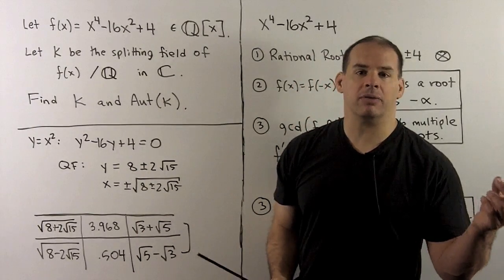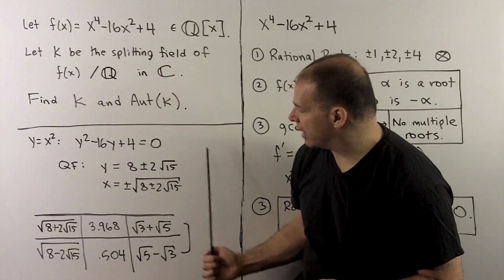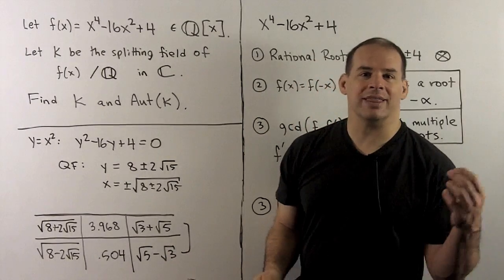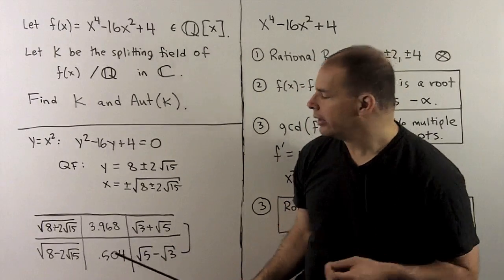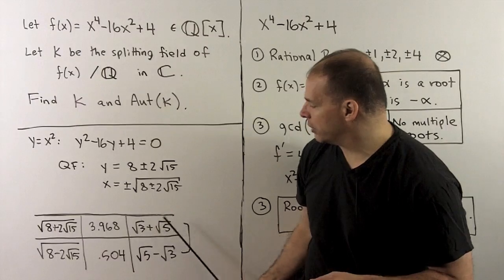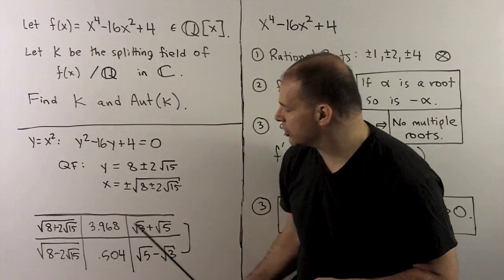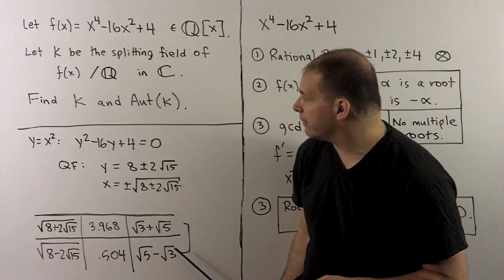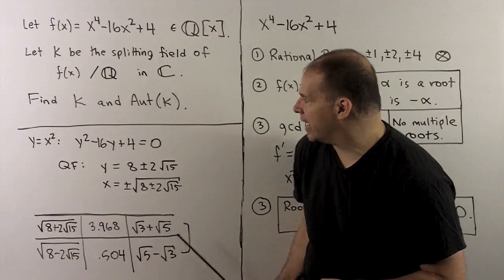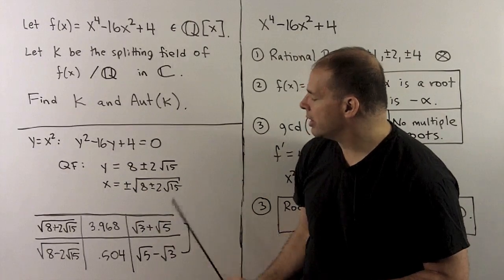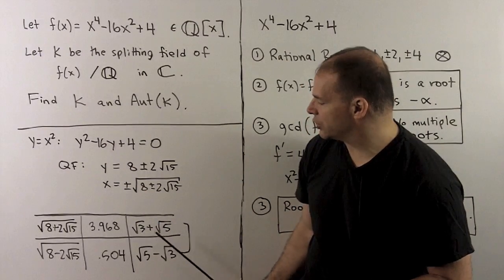Now, you might not be comfortable working with a square root inside of a square root. It turns out in this case, we can do better. So our first root is going to be square root of 3 plus square root of 5. Our second root is going to be square root of 5 minus square root of 3. And that'll give us a much nicer answer to our problem. So the question is, how do we get to these roots?